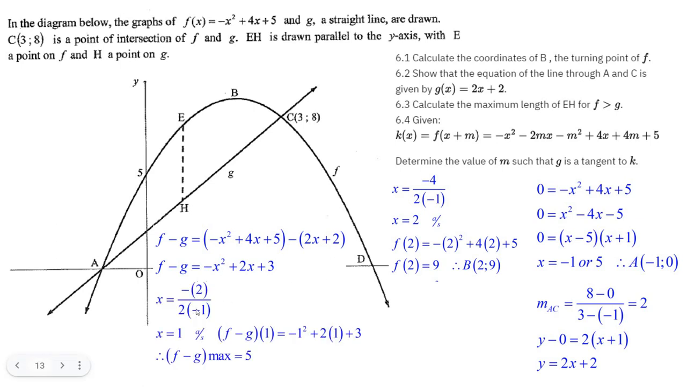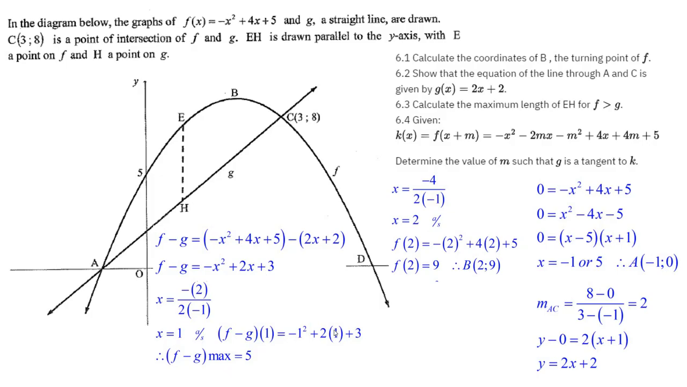We want to find the maximum. I use the axis of symmetry thing. It's when x equals 1. And if we put 1 into this function, we get 5 out for the maximum. I think we get 5 out to the maximum.